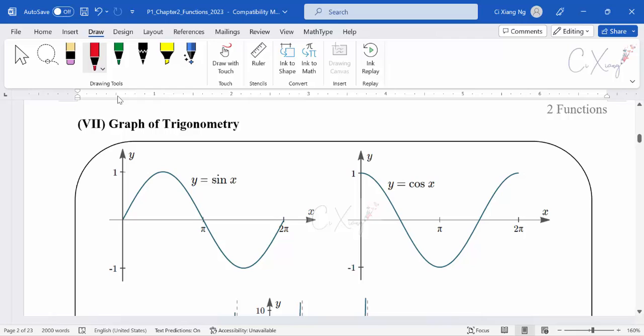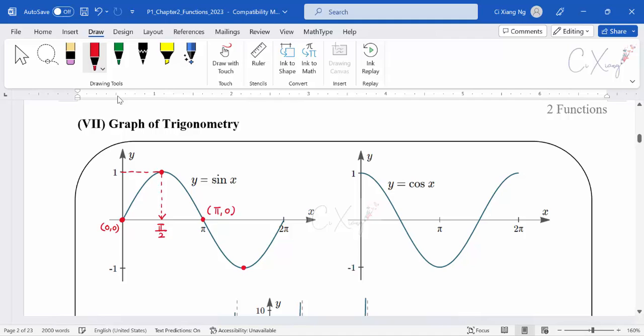There are a few important points that we need to know. The first important point is the starting point, which is 0, 0. After that, we need to know where the maximum point is. The maximum value of the sine x graph is 1. And what is the x-coordinate when y equals 1? You need to understand that the x-coordinate is pi over 2. The third important point is the x-intercept, which is pi when y equals 0.